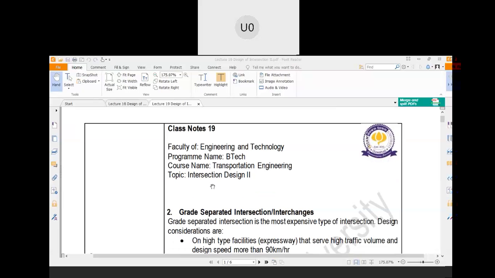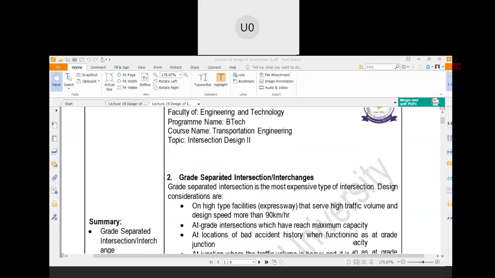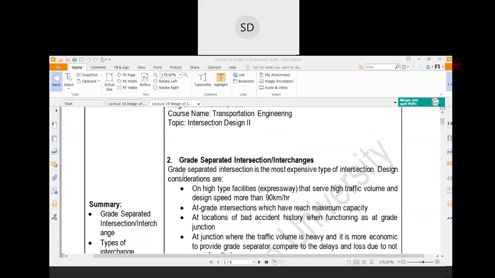Okay, so this is the second portion of the intersection design. In the previous portion, we discussed the at-grade intersection. Now coming to the grade separated intersection. Grade separated intersections are those where two or more roads meet at different elevations. For example, a flyover where one intersecting road is above the main road elevation. This type of intersection is called a grade separated intersection.